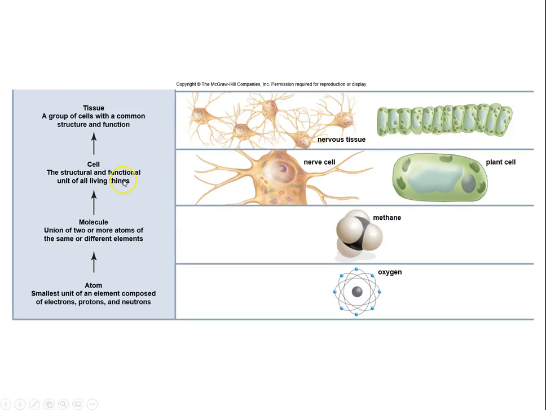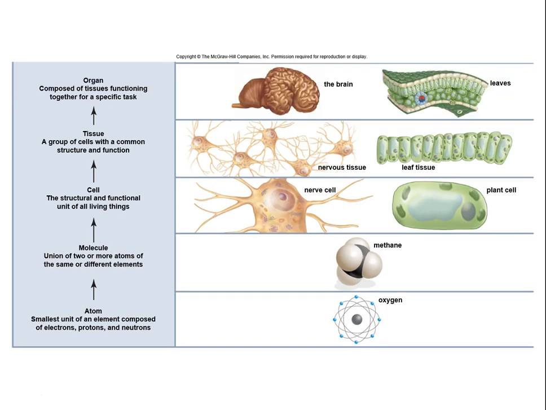And then if we go up from cells, cells are going to join together. Cells that have a common function and a common structure will join together to form tissues. Okay, so this is showing you a bunch of nerve cells together forming nervous tissue, so if we're talking about brain tissue or spinal cord tissue. Here, this is showing you a bunch of plant cells joining together to form a specific type of plant tissue. There are many different types of plant tissues, just like there are different types of tissues in our body, right? Nervous tissue being one of them. Again, you probably can think of several other tissue types in your mind.